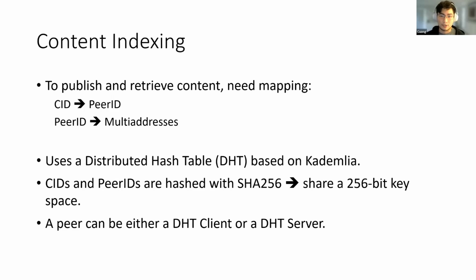To publish and retrieve content in IPFS, it needs a mapping from the CID of the content to the PID of the content provider, and from the PID of the content provider to the multi-addresses of the content provider. And it does this by using a distributed hash table based on Kademlia. The CIDs and the peers are hashed with SHA-256, so they all share a common 256-bit key space. A peer can either be a DHT client or a DHT server.